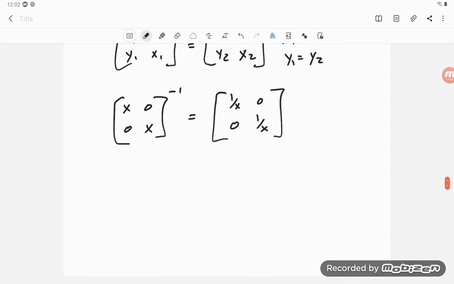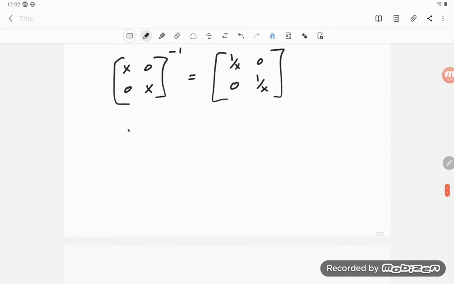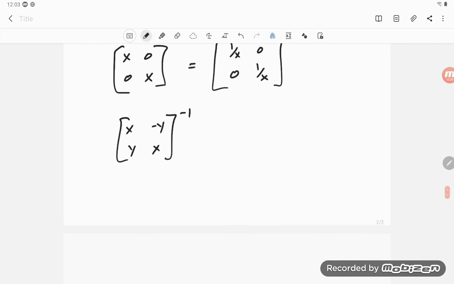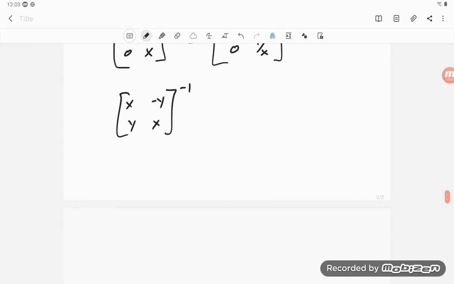But now, let's think of just the multiplicative inverse of something like this. If I want the multiplicative inverse of that, well, we could use our inverse formula. We could do row reduction. So if I want to use my inverse formula, I need 1 over the determinant. So the determinant of this thing would be x squared plus y squared.